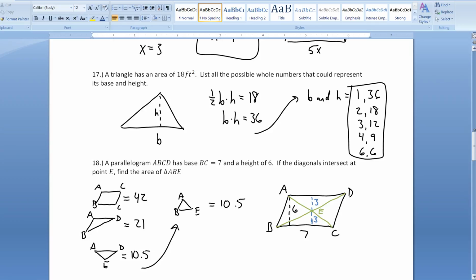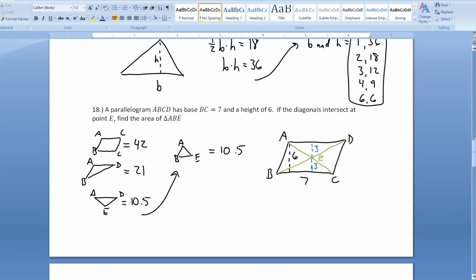Or I could have a base and height that are 2 and 18, or 3 and 12, or 4 and 9, or 6 and 6. So I have lots of different triangles that meet that condition. That's kind of the point of the question, is there's a lot of different values there.